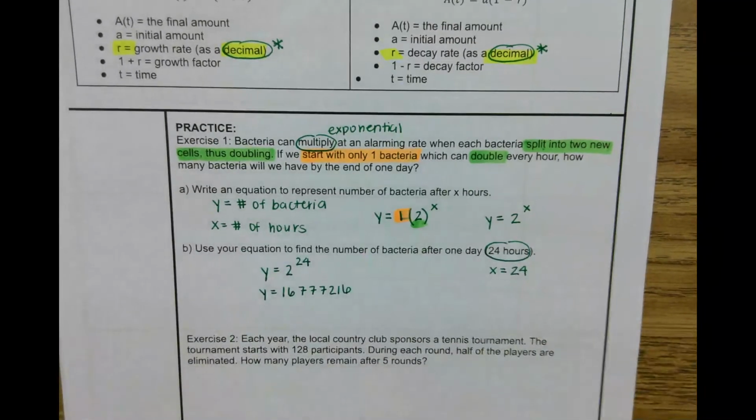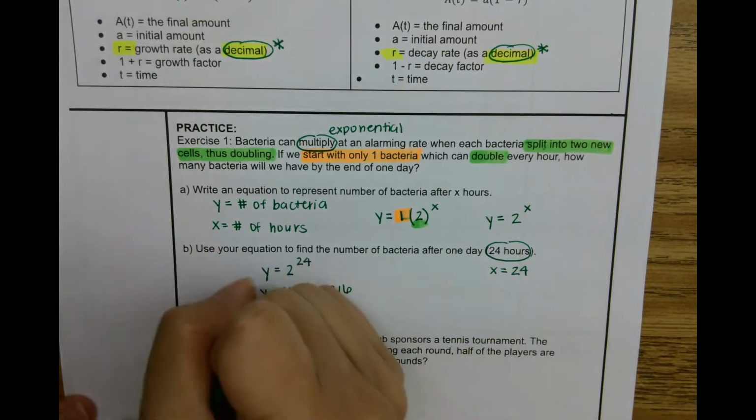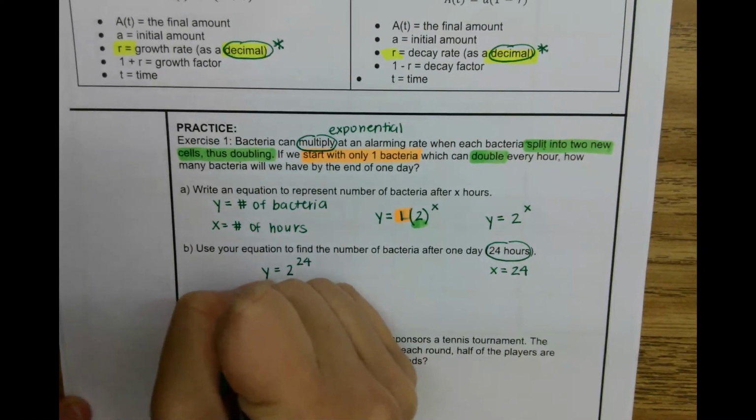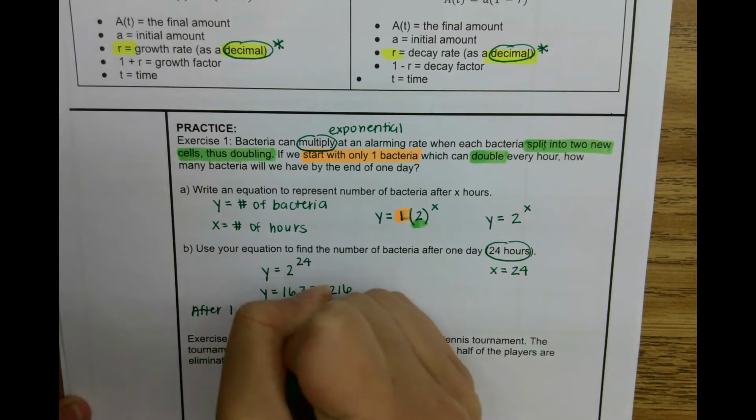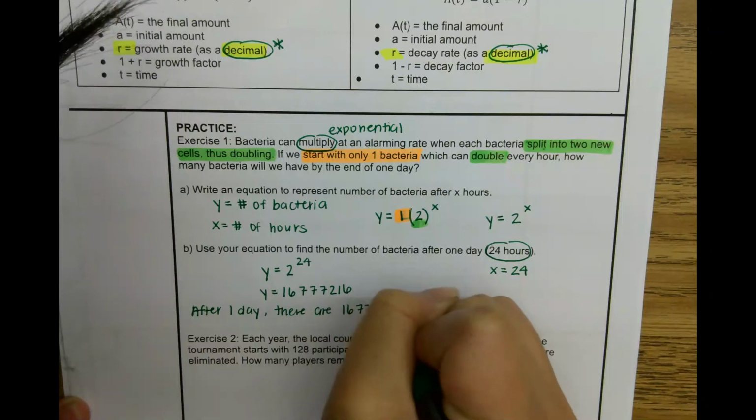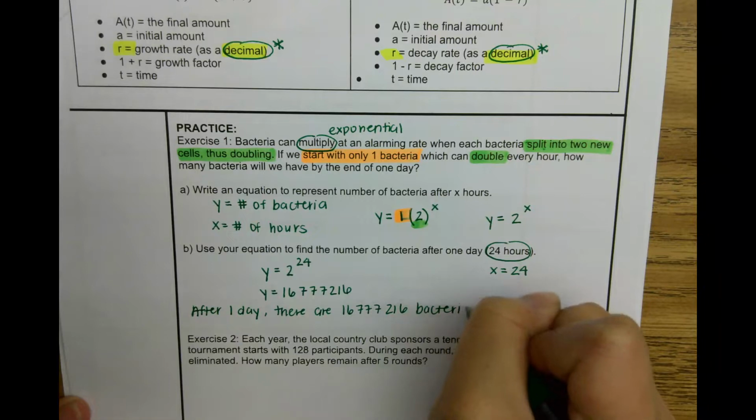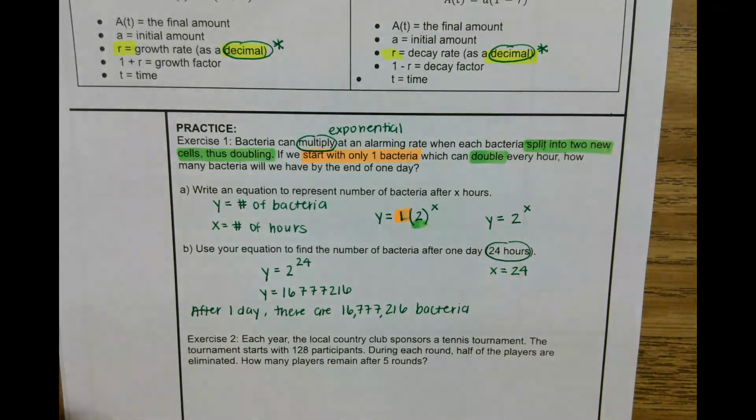16777216. Okay, so what does this mean, right? If you just say y equals 16777216, no one knows what you're talking about. That doesn't answer the question, right? So we want to say after 1 day, or after 24 hours, there are 16777216 bacteria, right? So that's a little crazy, right? After 1 day, you now have 16 million bacteria. Okay, that's it. Okay, let's do the next one.